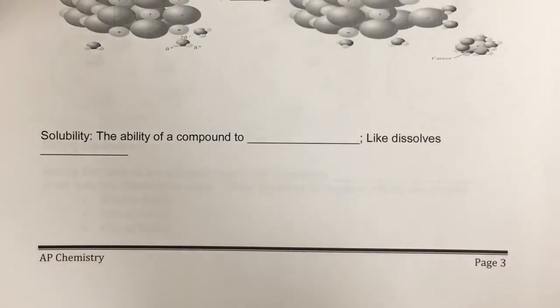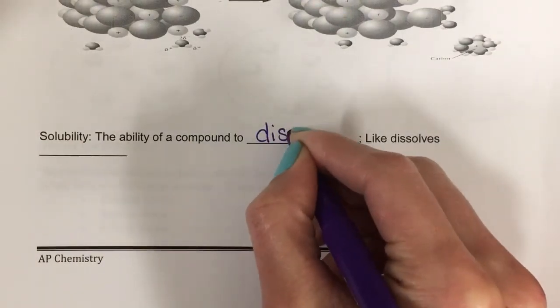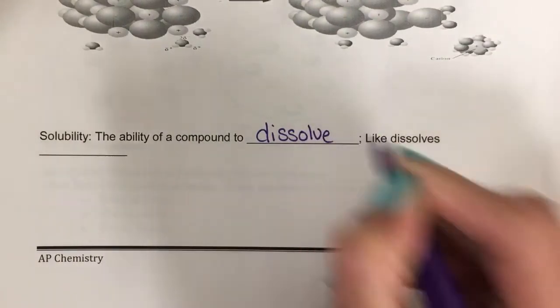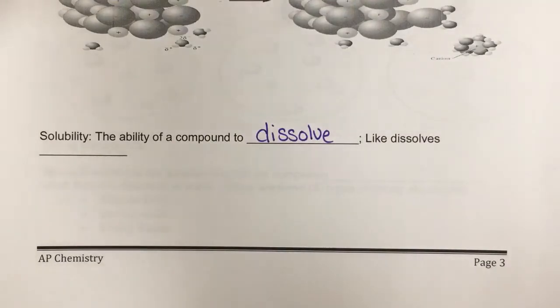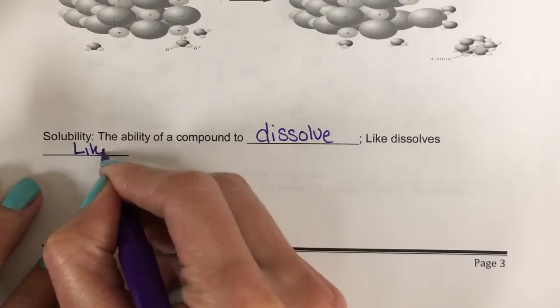Now, solubility is the ability of a compound to dissolve. Some ionic compounds dissolve better than others, and even then the solubility depends on our solvent. In this chapter we're going to be looking at water, but that won't always be the case. Now it's important to remember that when we talk about solubility, like dissolves like.